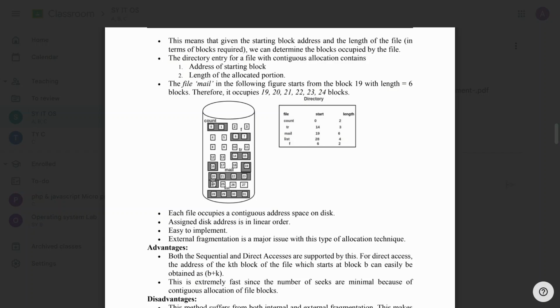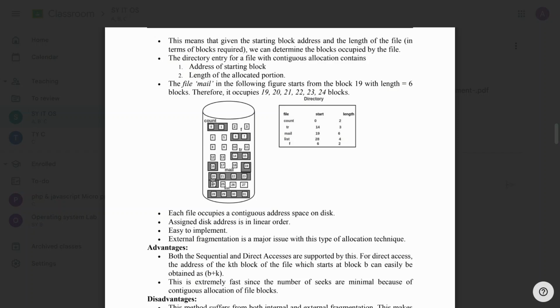Each file occupies a contiguous address space on disk. Assigned disk addresses are in linear order, which is easy to implement. External fragmentation is a major issue with this type of allocation technique.